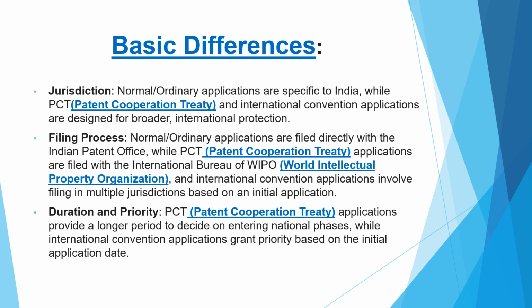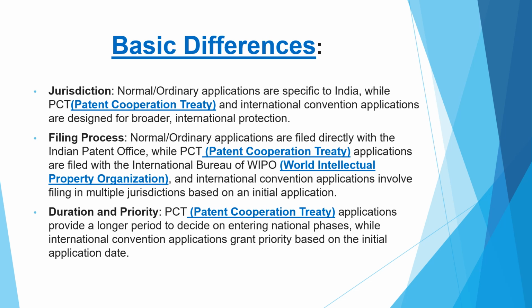Filing process. Normal or ordinary applications are filed directly with the patent office of that jurisdiction. Here it is the Indian Patent Office, so in India, while PCT applications are filed with the International Bureau of the World Intellectual Property Organization, that is at Geneva. Or first you can file in your country, then you can file a PCT application at the IB, taking priority from the application which you have filed in your own country.